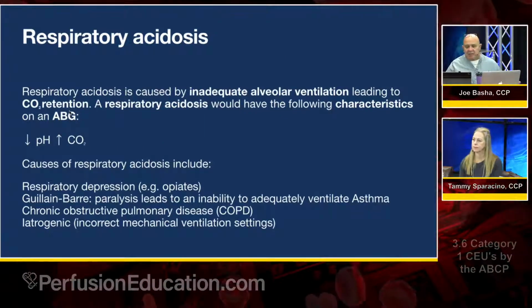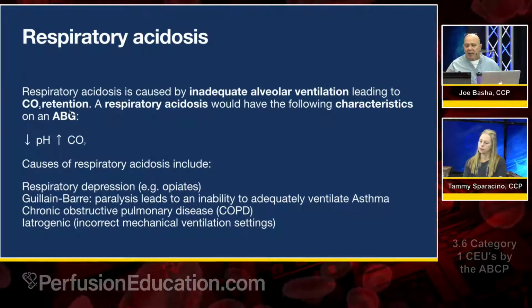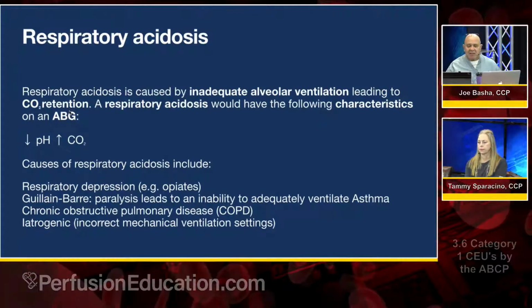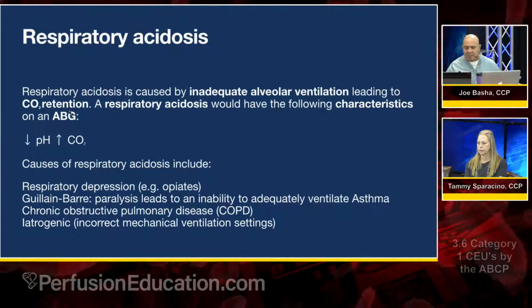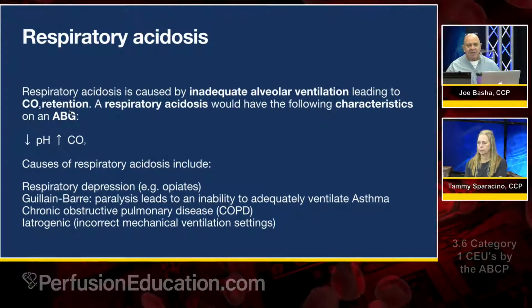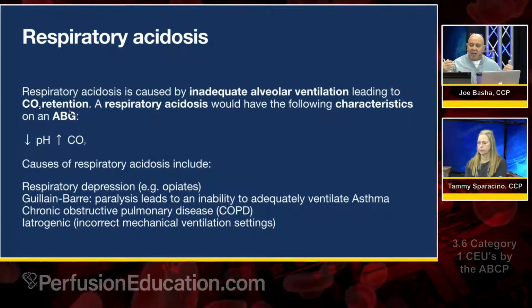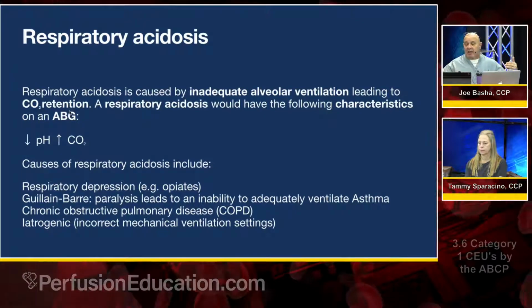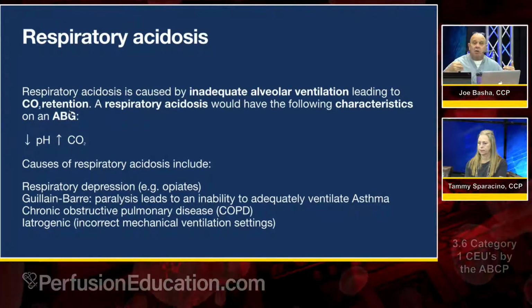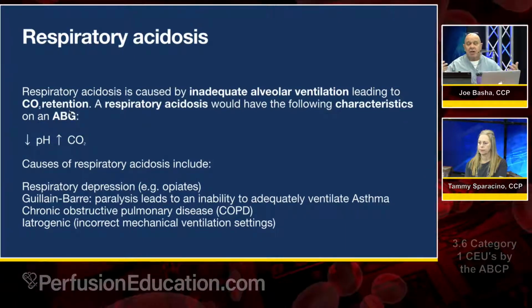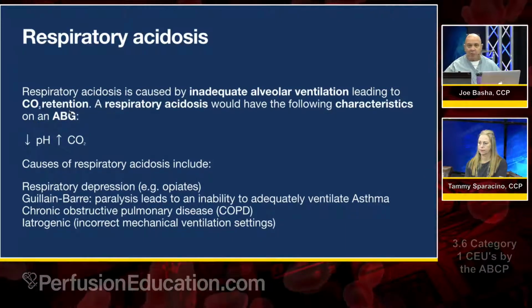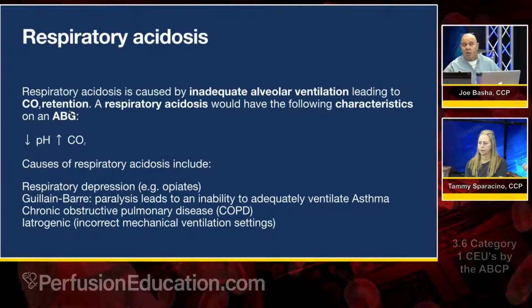So respiratory acidosis is caused by inadequate alveolar ventilation, leading to CO2 retention. A respiratory acidosis would have the following characteristics: decreased pH, increased CO2. Now that is caused by inadequate alveolar ventilation. It's also caused by inadequate sweep gas across our oxygenators, whether it be on cardiopulmonary bypass or ECMO.